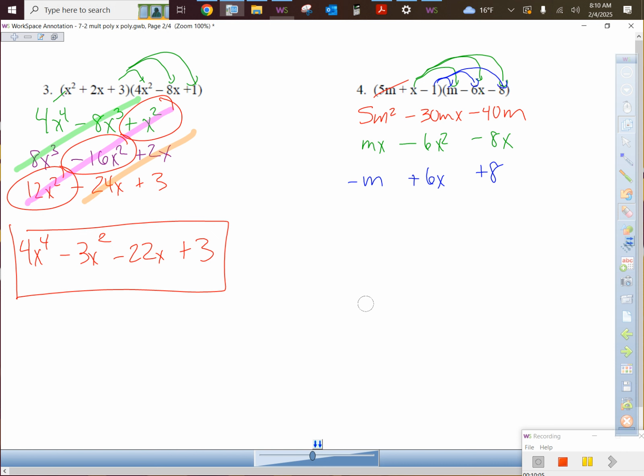Like we still might have some like terms. Yes? All good? Cool. How do I do like terms? I just start up here. These are m squareds, right? I'm going to go looking through the rest of this. Do I have any other m squareds? I don't think so. So 5m squareds. Cross them out. Next thing I see is some mx's.